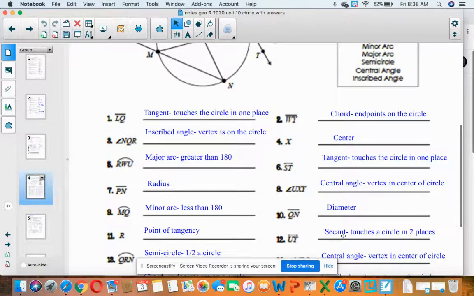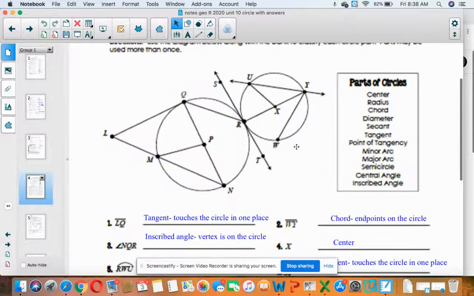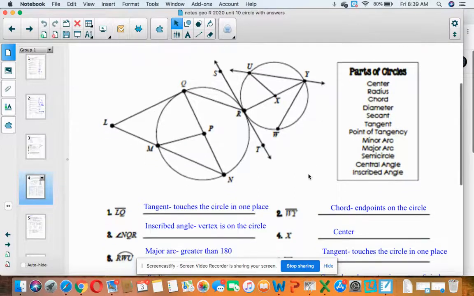UY is a secant line, so it's a line that touches a circle in 2 places. So UY is right here. So see how it goes past the circle? So it's a little bit different than a chord. YW was a chord because its endpoints are on the circle. UY is a line that extends past the circle. That's a secant. And there are going to be rules for all these lines, for chords, tangents, secants, so we will be using this vocabulary in this chapter.